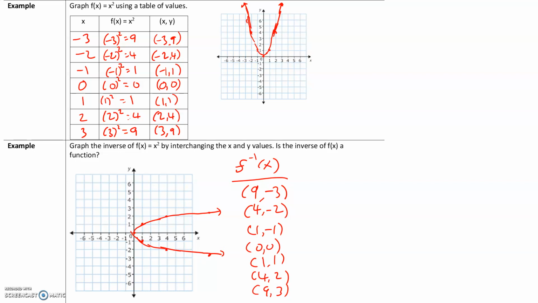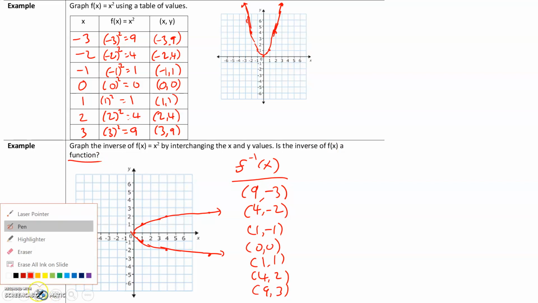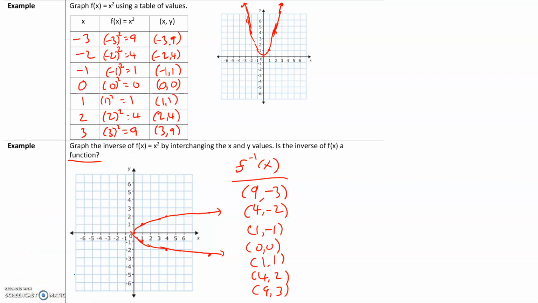Now here's the question: is the inverse of f of x a function? Now recall, for a graph to be the graph of a function, it has to pass the vertical line test, which means if I draw a vertical line, it has to hit the graph exactly one time. But that's not the case. This vertical line hits the graph twice, which means that, say, the input of 4 has two different outputs, negative 2 and 2, which we can see. The same x value has two different y values, and we can say that for all of them. The same input has two outputs. Therefore, this is not a function.